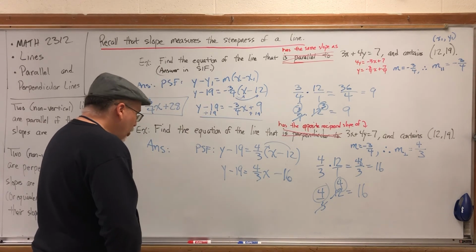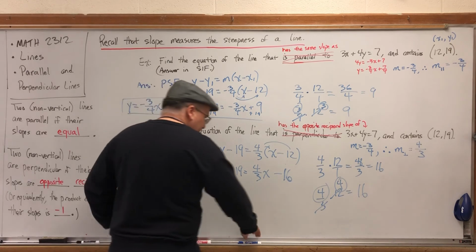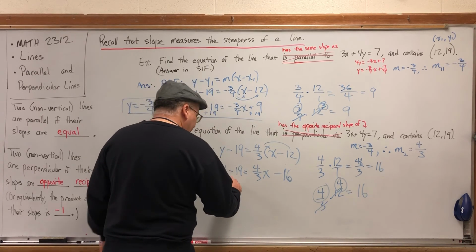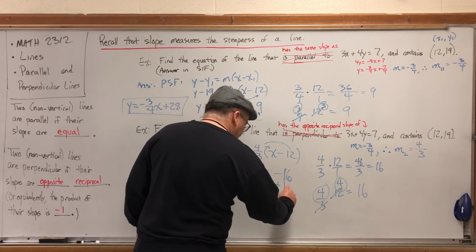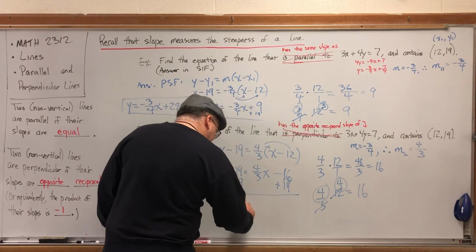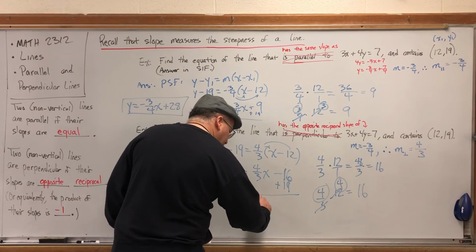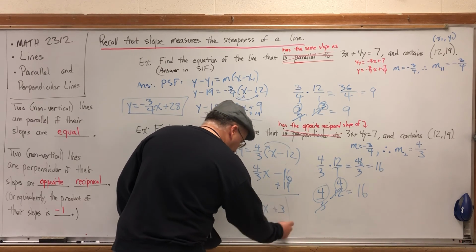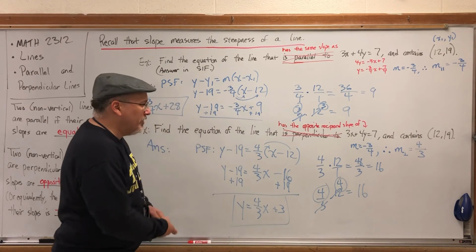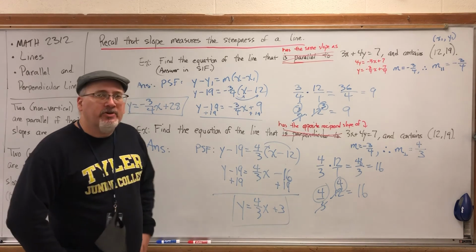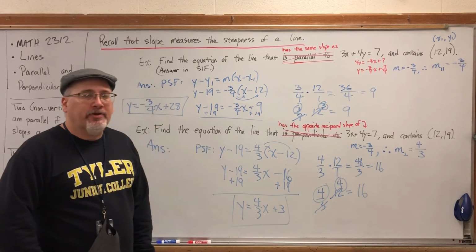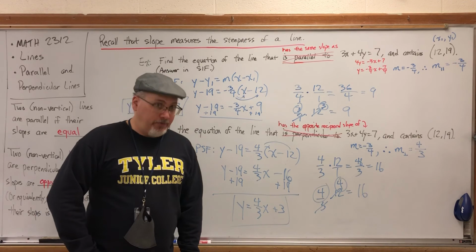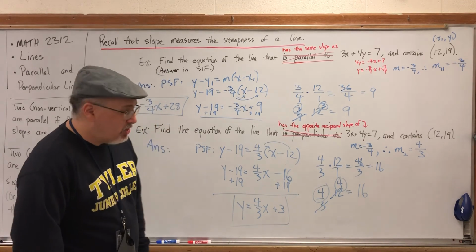We done? Nope, because we want slope-intercept form, and this isn't there yet. We're just one move away. Add 19 to both sides. And we get a final equation of y equals 4/3 x, looks like plus 3. And again, you may be wondering, why do we not mess with any y-intercepts? Because the discussion about parallel and perpendicular has absolutely nothing to do with y-intercepts and everything to do with slopes.